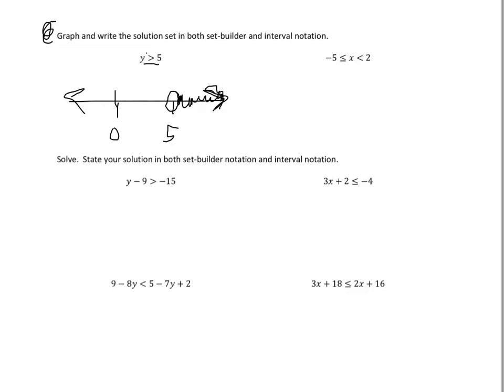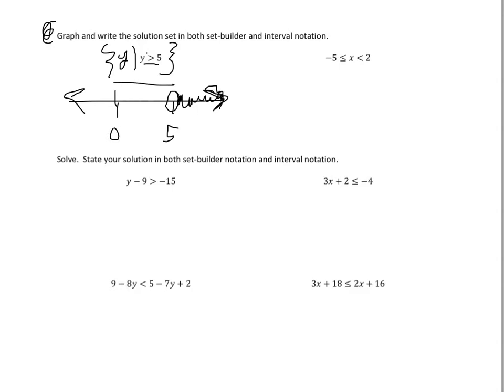Now, putting it in set builder notation requires nothing more than this. We have y is greater than 5. You put a line here, you put a y here, that's the variable that we're referencing. Then you put set brackets around each side of it, and we're done. So this is the set builder notation for this inequality.